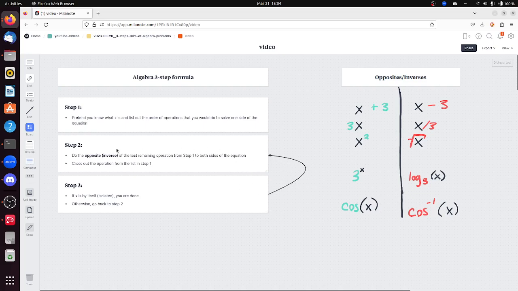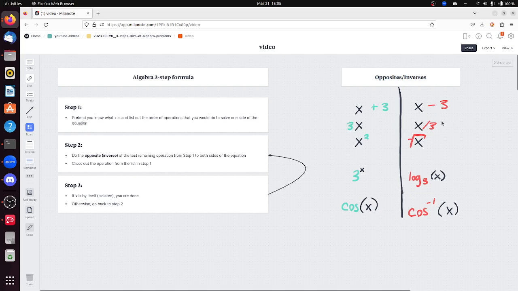Now, one other thing before we get into some examples that I want to talk about is this idea of the opposite or the inverse operation that you do to both sides. This is a basic table showing some of the most common inverse operations. So here, if we have an equation that's x plus 3, then the opposite of that, or the inverse, would just be minus 3. If we have x multiplied by 3, then the opposite of multiplying by 3 would be division by 3.